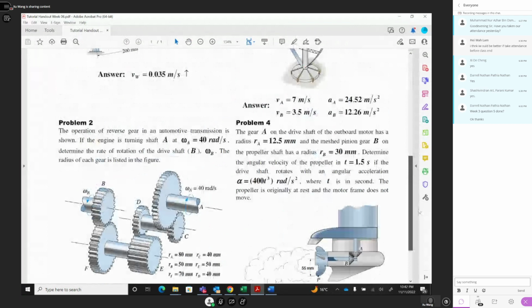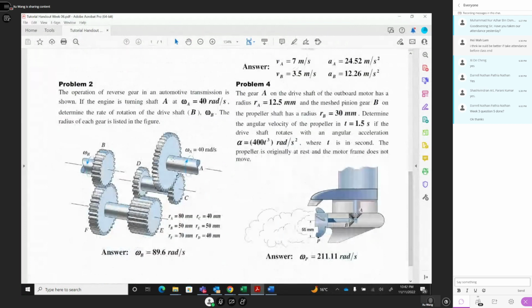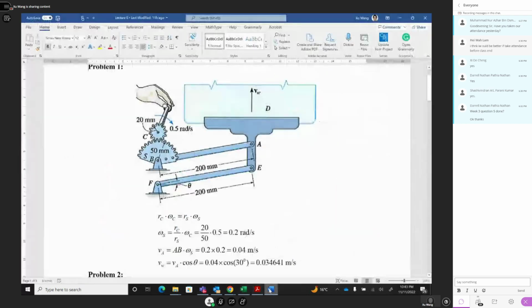Question 2 is again very simple. You have gear A meshed with gear C, and gear C's omega C equals omega D. Gear D is meshed with gear E, and gear E's rotation speed equals that of gear F. Gear F is meshed with gear B, and gear B is the output. You are given omega A and asked to find omega B. Very simple. So how can we solve this problem?